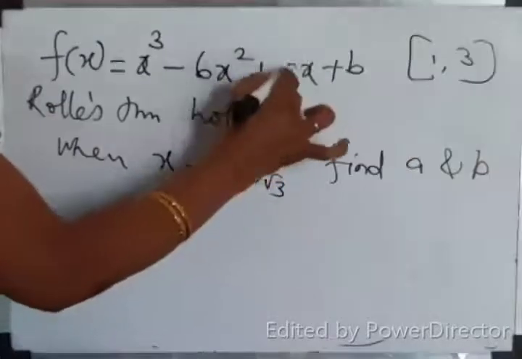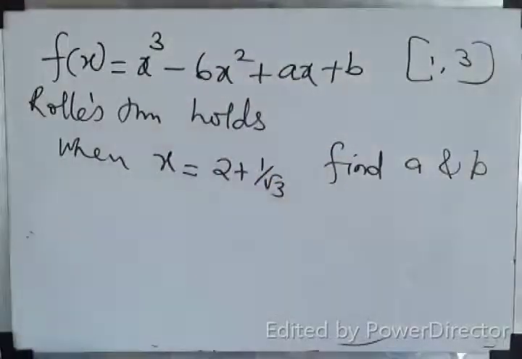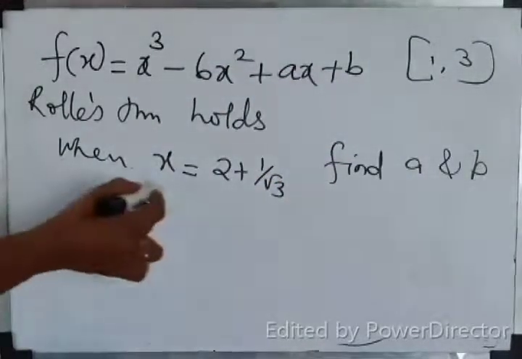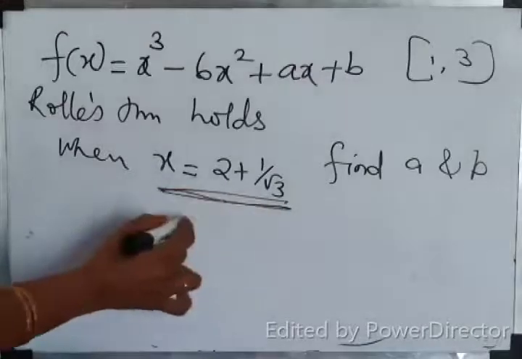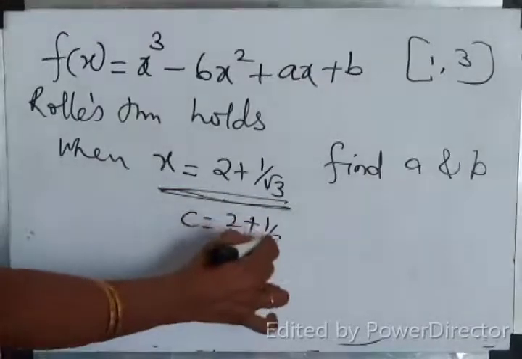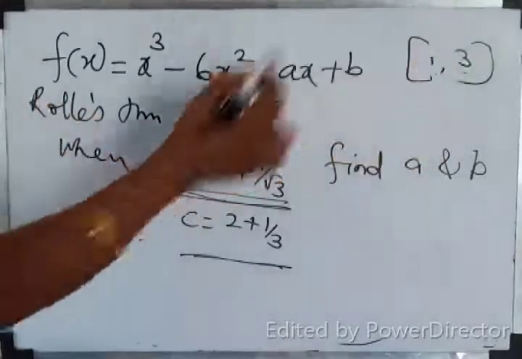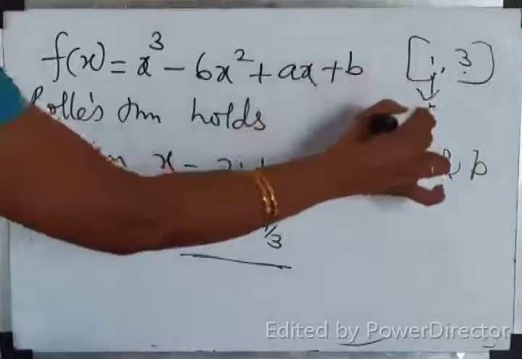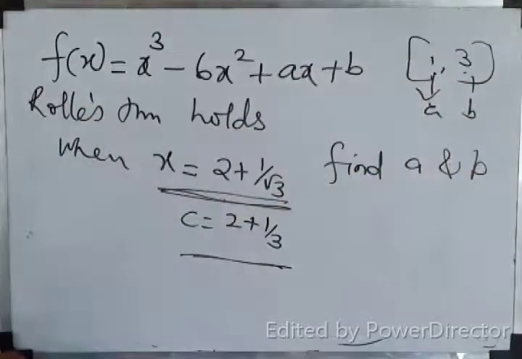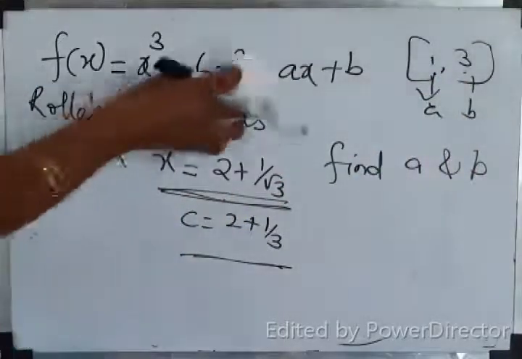This is a. Find a and b. What is this, children? This is the c value, isn't it? c equal to 2 plus 1 by root 3. This is the c value. This is a value, this is b value. If you substitute, you will get the answer. Rolle's theorem holds. This is algebraic.